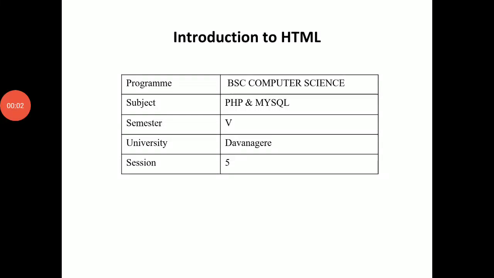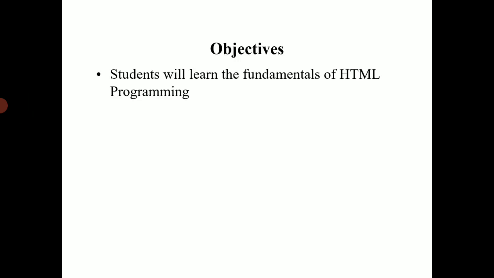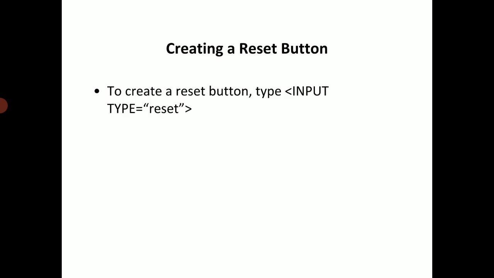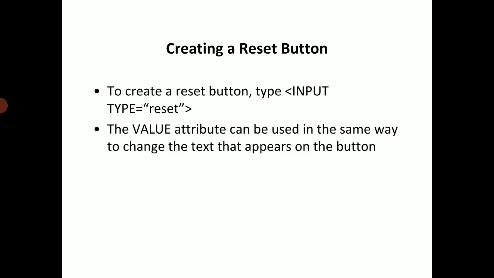Hello students, in this session you are going to learn how to create a reset button and use a table in HTML. First, to create a reset button, we type an input tag with the attribute called type, and we set its value to reset to get a reset button. The value attribute can be used in the same way to change the text that appears on the button. That means we can set the reset button caption by using the value attribute.